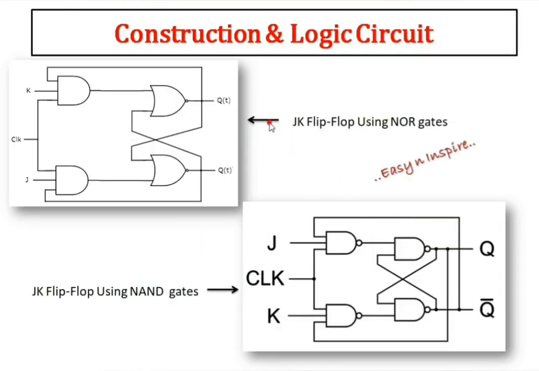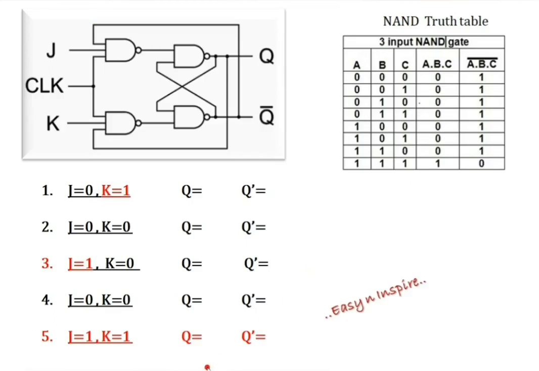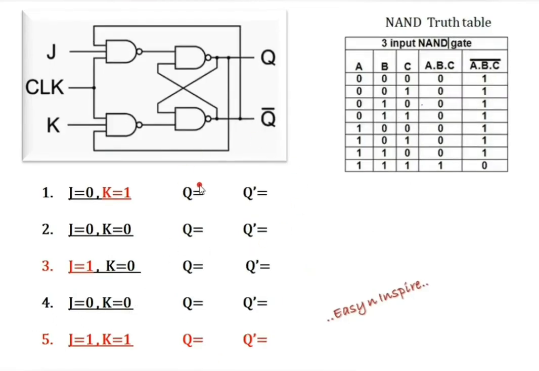Construction and logic. Here I have constructed the JK flip-flop using NOR gates and NAND gates. You can use either this or this. I am explaining the operation using NAND gates. Listen to the operation. It is very, very easy if you understand. I am taking 4 conditions to the J, K inputs: 0,0 first condition, 0,1, 1,0, 1,1. I have considered all the 4 conditions here.